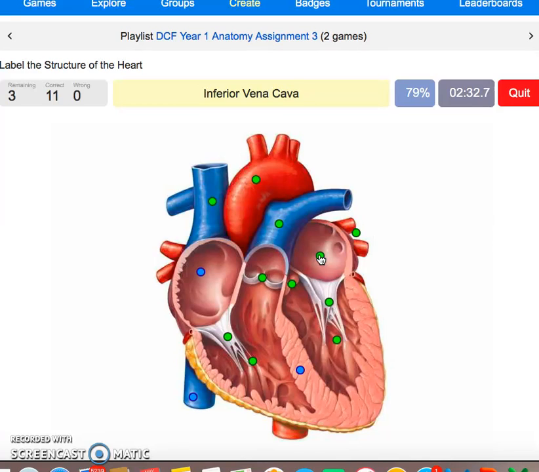The left atrium. The top left chamber of the heart contains oxygenated blood and receives this from the pulmonary vein and pumps the blood into the left ventricle.